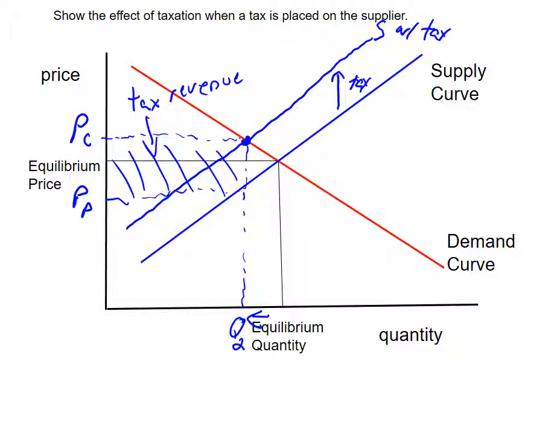So what ends up happening with the imposition of a tax is that the producers receive a lower price and the consumers have to pay a higher price, and both parties are indeed affected.